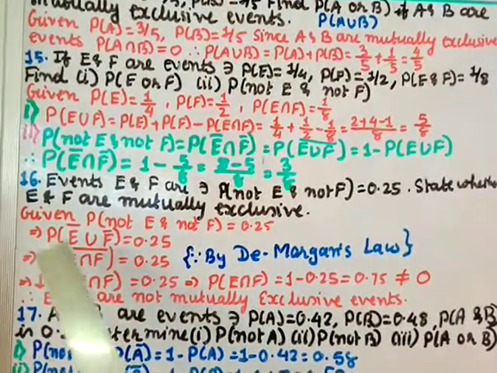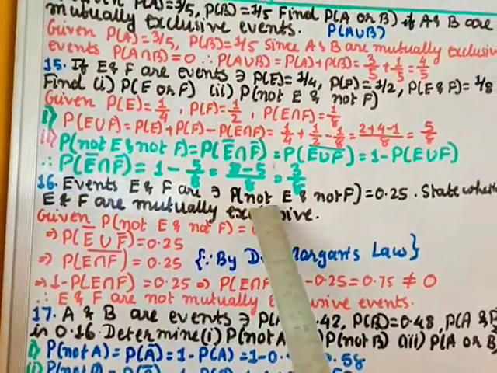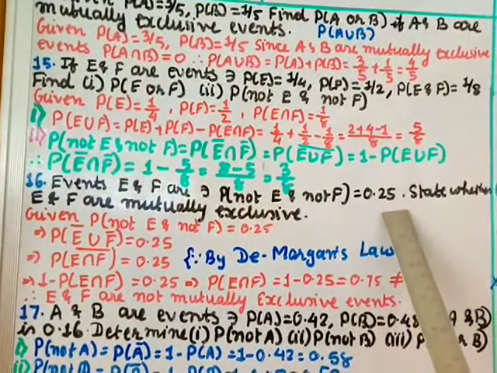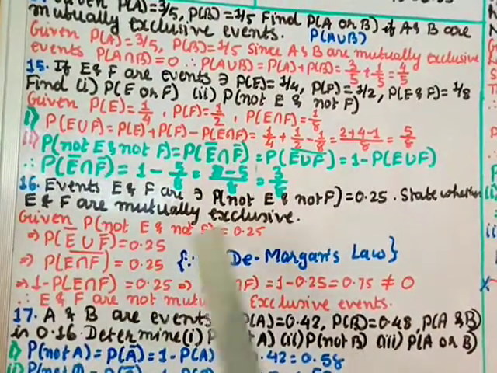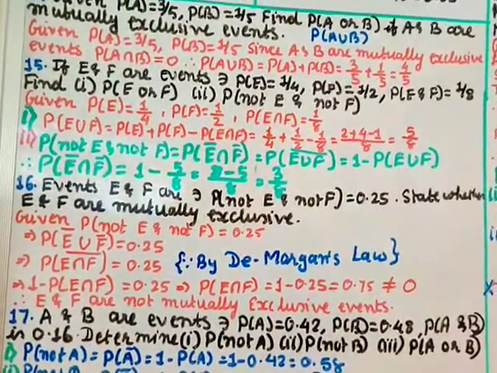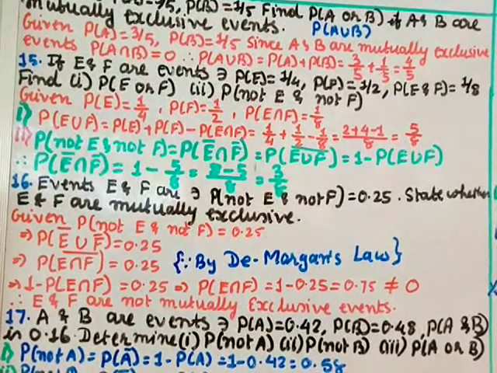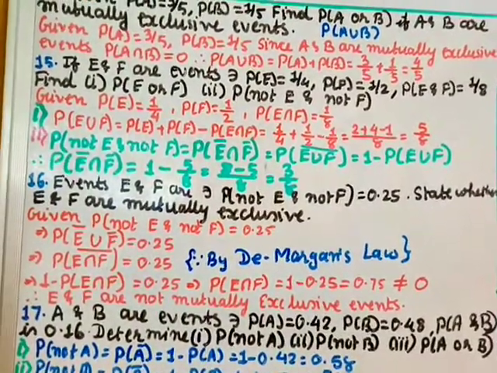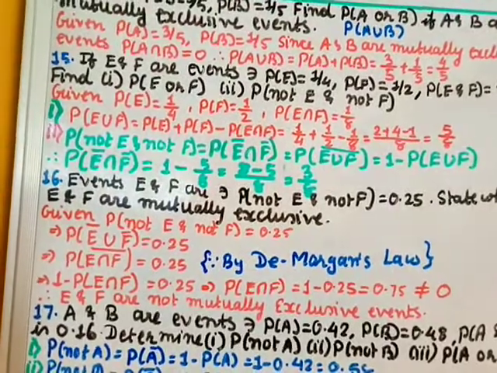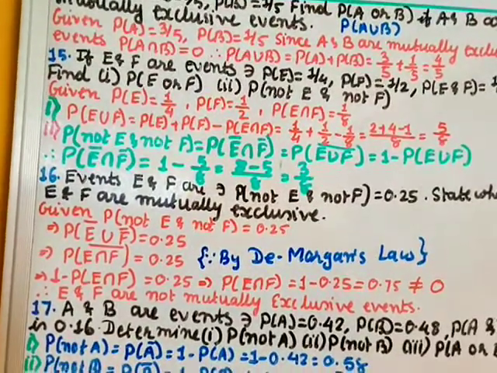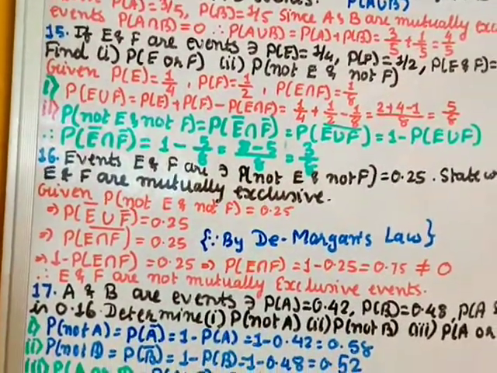Number 16. Events E and F are such that P of not E and not F is equal to 0.25. State whether E and F are mutually exclusive. If two events are mutually exclusive, then the probability of their intersection will be 0. So we shall find that if the probability of the intersection is 0, then you can say they are mutually exclusive. Otherwise, they are not.